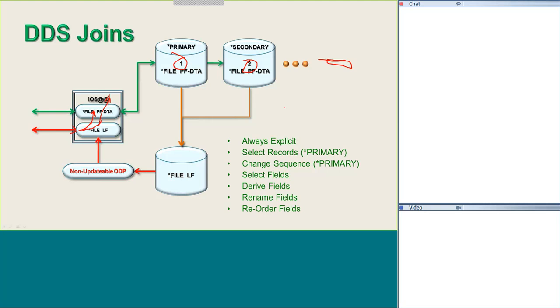The resulting record is in fact a single record format, and you read it one record at a time. No matter how many physical files you've got joined, the result is a single record format. Any questions?